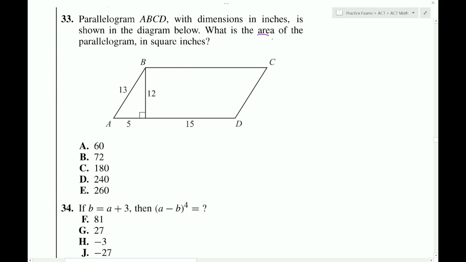Parallelogram ABCD, what is the area? Okay. So we have a formula for this. Area of a parallelogram.